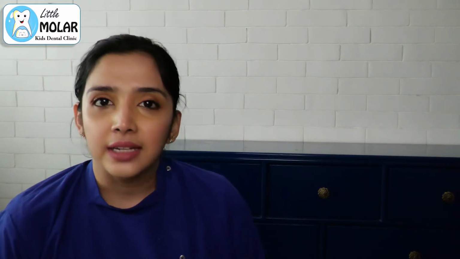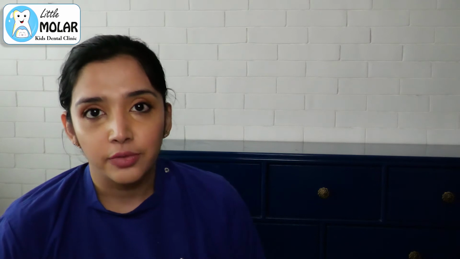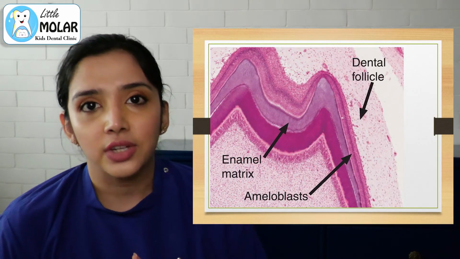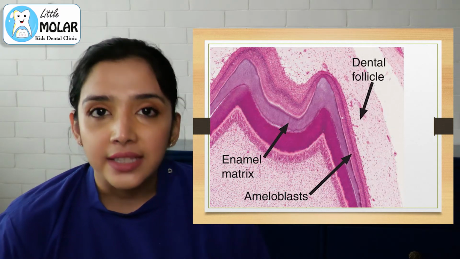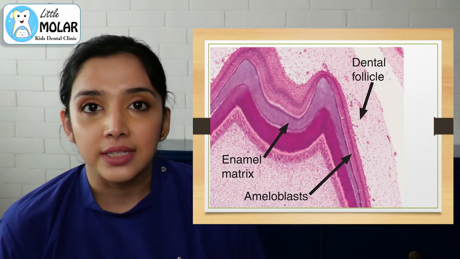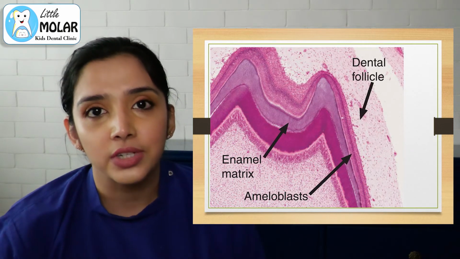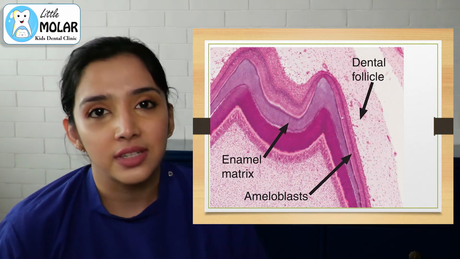Now, how is this enamel formed? The cells of enamel called ameloblasts form enamel in two stages. The first stage is the secretion stage in which they secrete proteins, forming a matrix. And the second stage is called the maturation stage in which these proteins are removed and lots of mineral deposition is done and the matrix is crystallized, making it hard and resistant to acids.